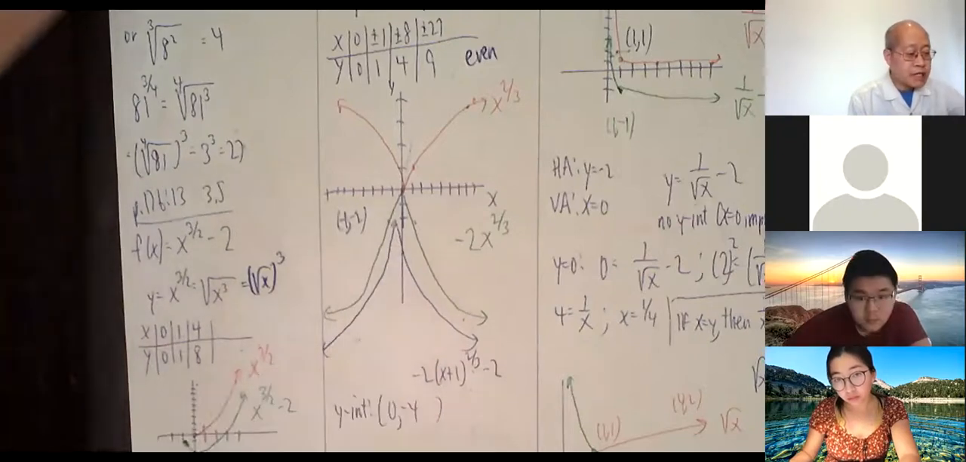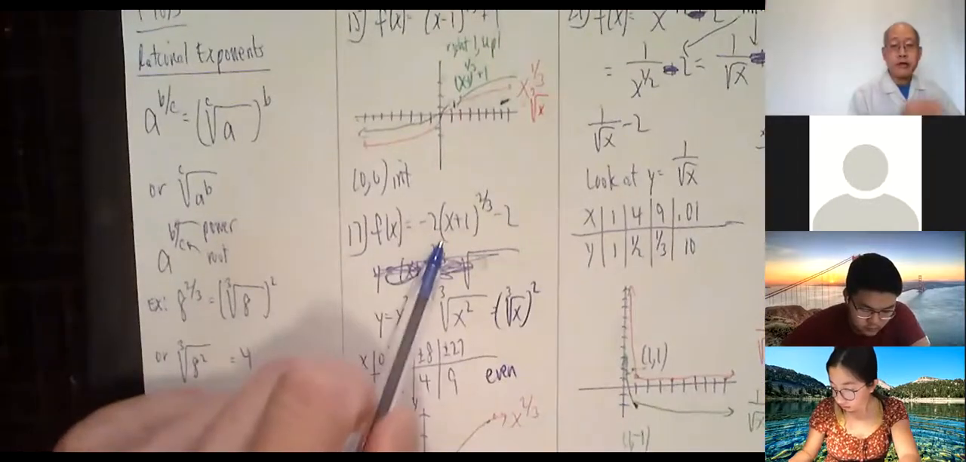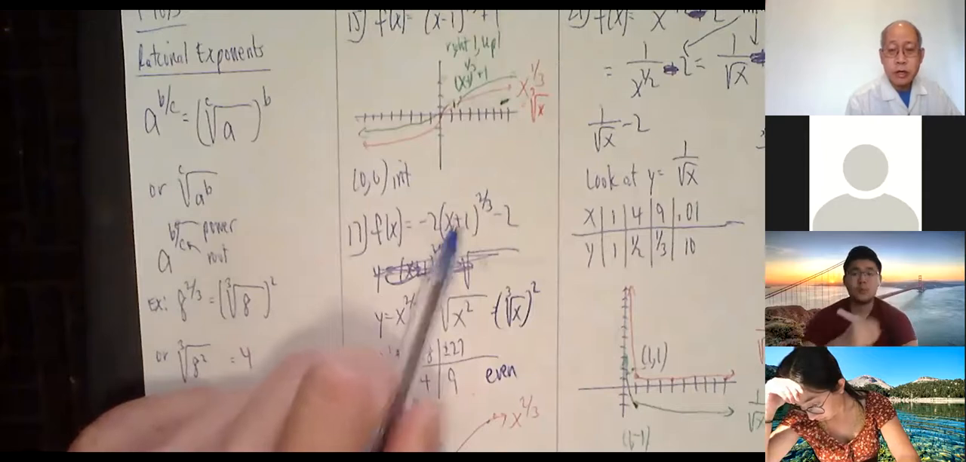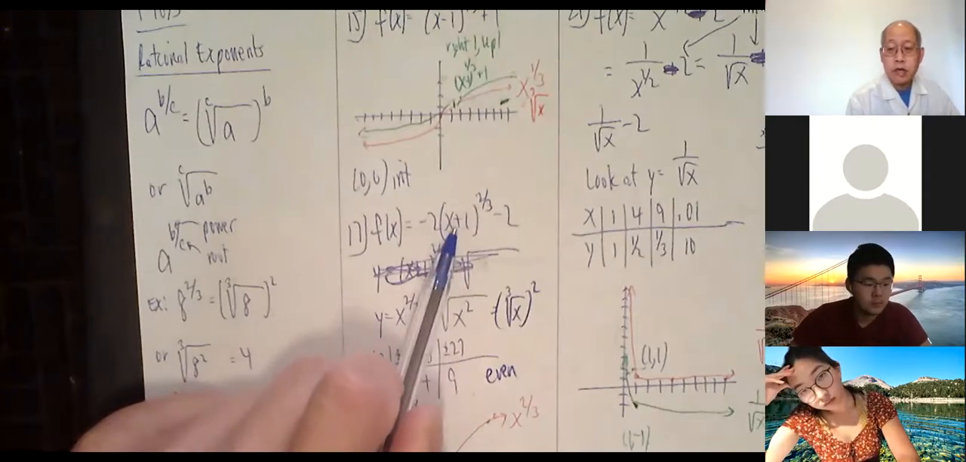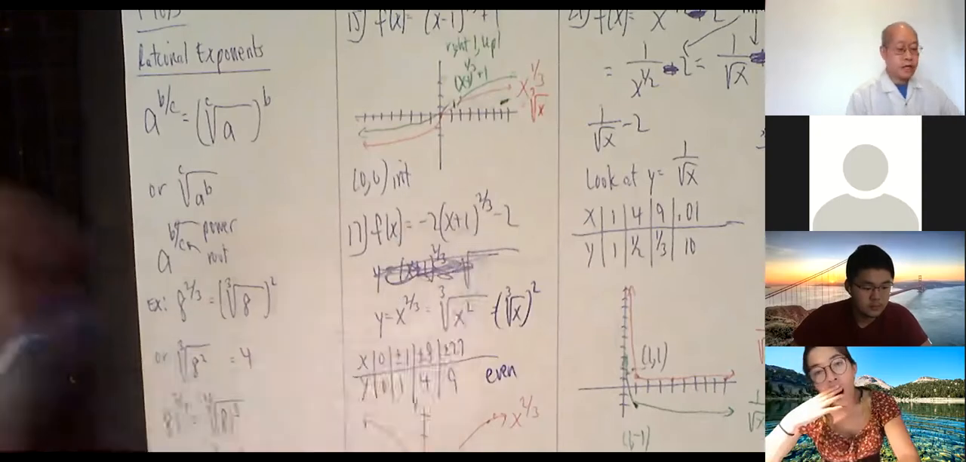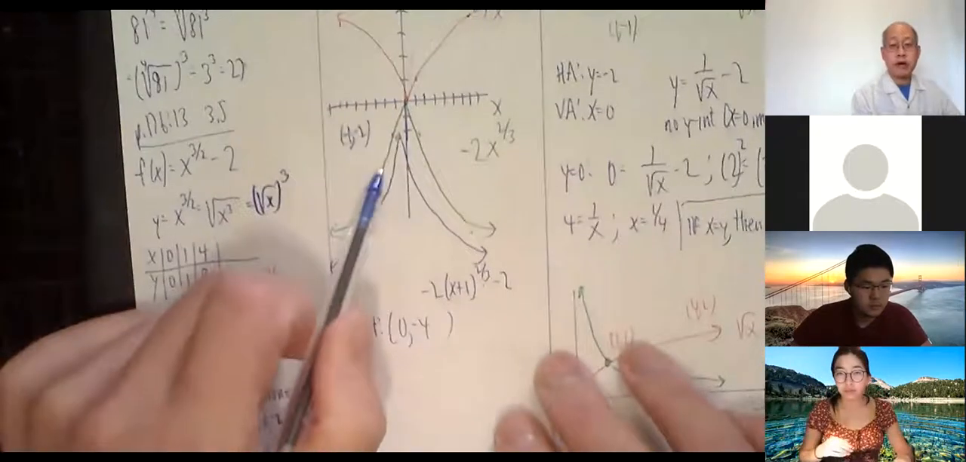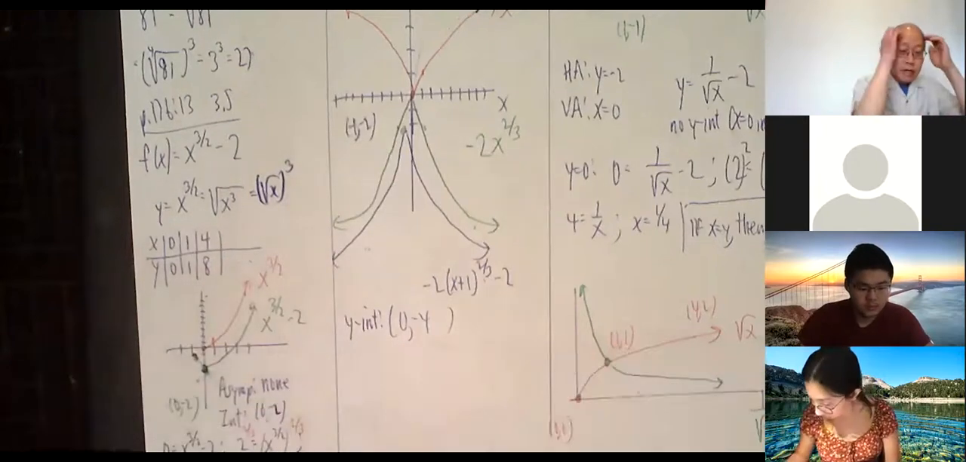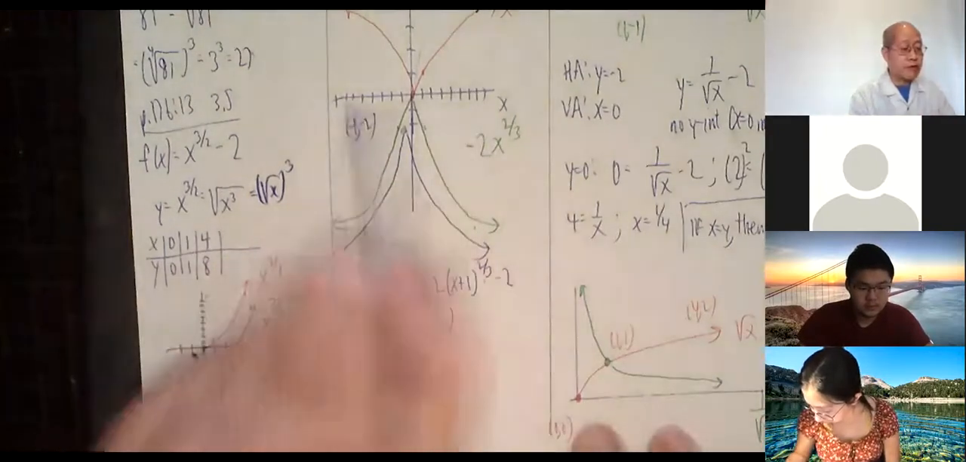Y-intercept means plug in x equals 0. So if I plug in 0 right here, 0 plus 1 is 1. 1 raised to the 2/3. 1 raised to anything is 1. So I have 1 times -2, -2. Minus 2 is -4. All right, so this point right here must be 0, -4. So y-intercept. And there's no x-intercept. You can see from the graph that can't happen.